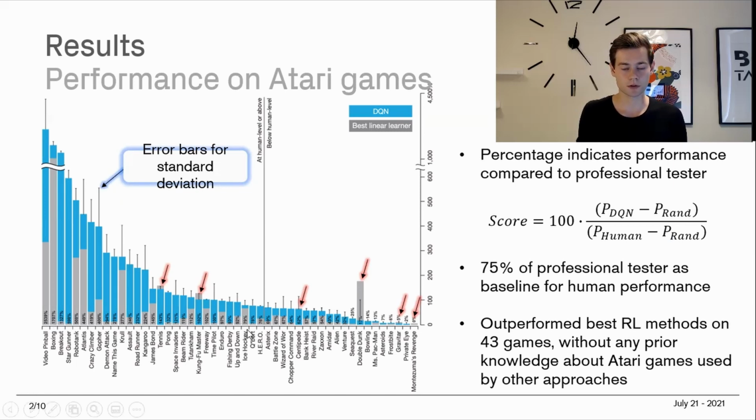The score of these models is calculated as 100 times the performance of the DQN minus the performance of just acting randomly. As a comparison, because you will attain some value basically if you just act randomly. So there's a random benchmark here, and then that's normalized by the human score, and that is the professional human tester minus the randomized score. And so this is basically what's displayed here in terms of percentage.